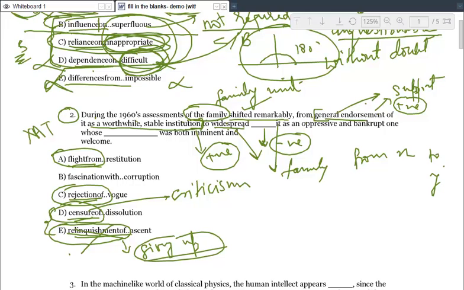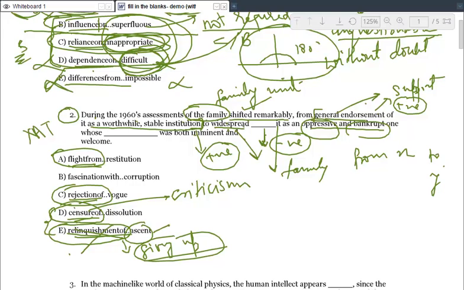So what do you say? From general endorsement to widespread rejection, censure of, flight from, of it as an oppressive and bankrupt one, whose dash was both imminent and welcome. So if it is oppressive and if it is bankrupt, then how can you have ascent?